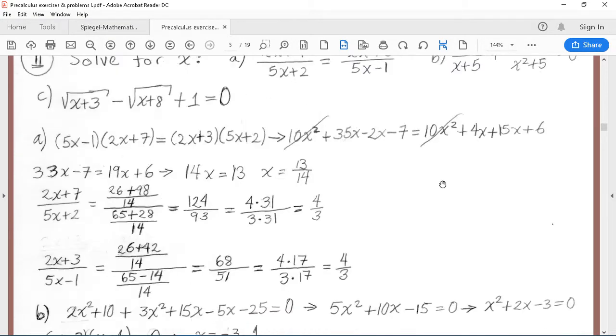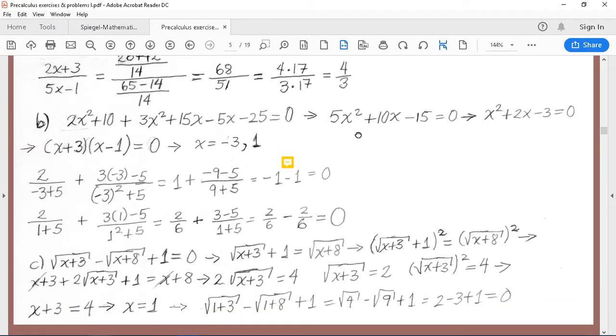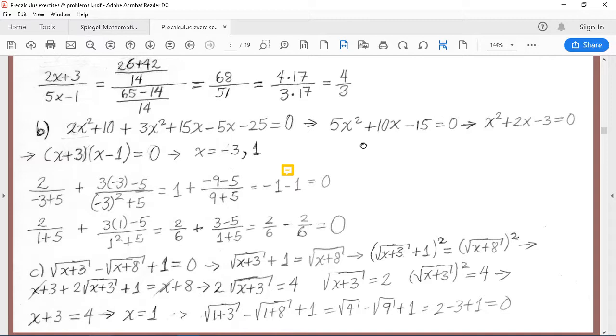First we replace minus 3 here, 2, here we have minus 3 plus 5, here we have 3 times minus 3 minus 5, and here we have minus 3 squared plus 5. So here we should have 2 over 5 minus 3, that's 2, so it should be 1. That's what we have here.